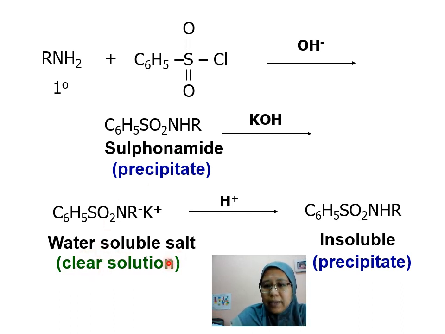Now we want to test this salt, whether it is a primary or secondary amine, coming from which amine. So we want to test it. We put in hydrochloric acid, the acidic environment, then it will form a precipitate or insoluble salt. So we know the observation, the first stage is going to become a clear solution. The second stage, when we add acid, is going to be a precipitate.